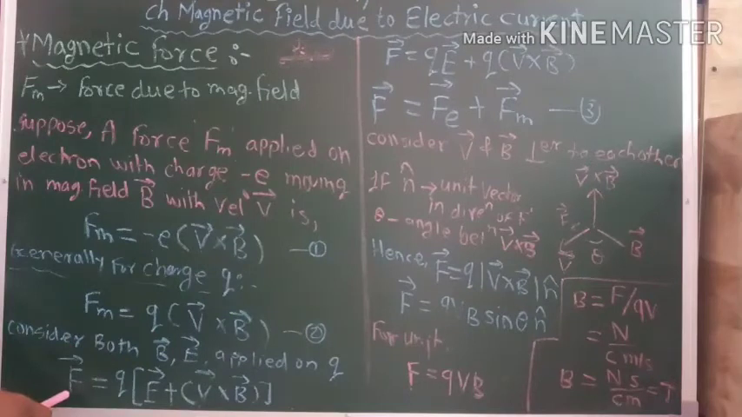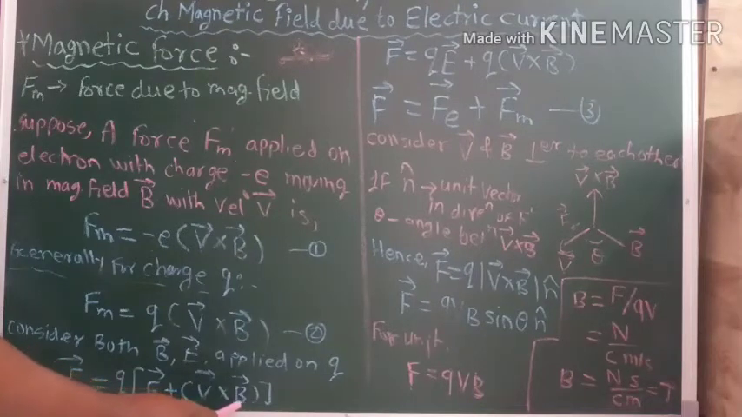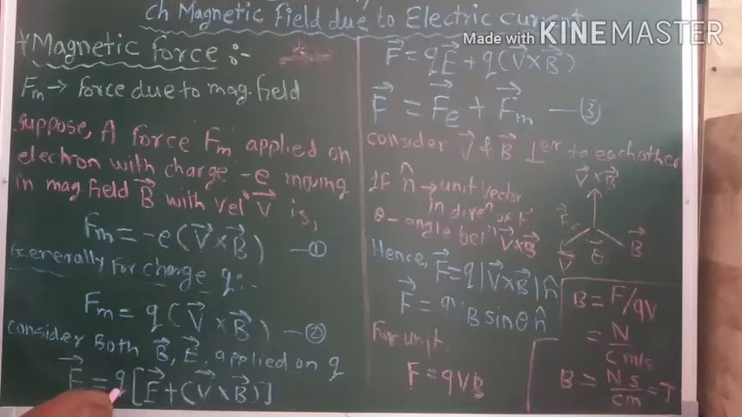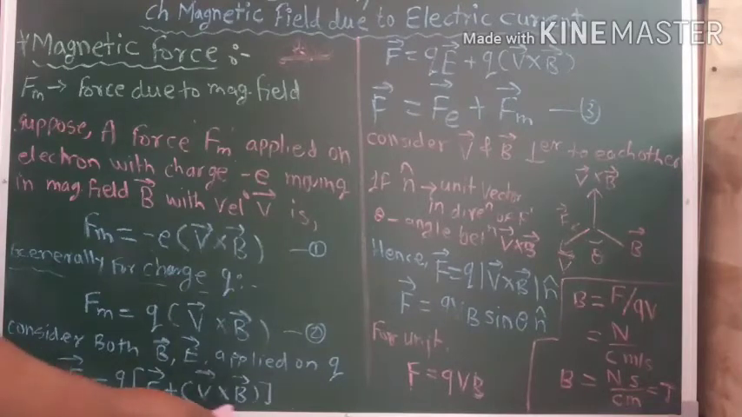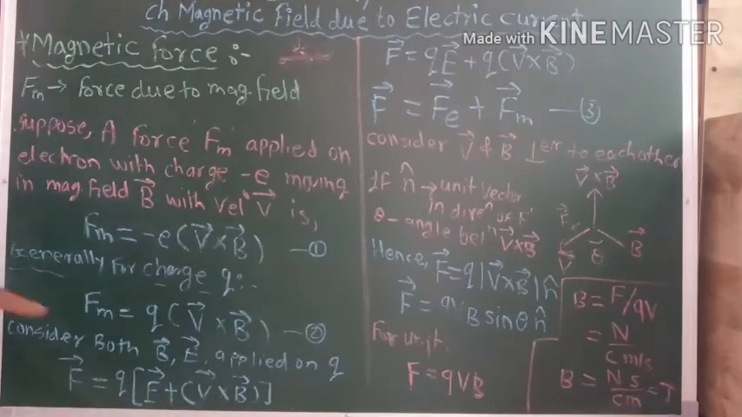Therefore we get the equation F bar is equal to q into bracket E vector, that is, the electric field is also applied on that charge, plus in the bracket v vector cross B vector, that is, the magnetic field is also applied on that charge. Therefore we write the equation F bar is equal to q into bracket E bar plus v vector cross B vector. We consider here the vector product.